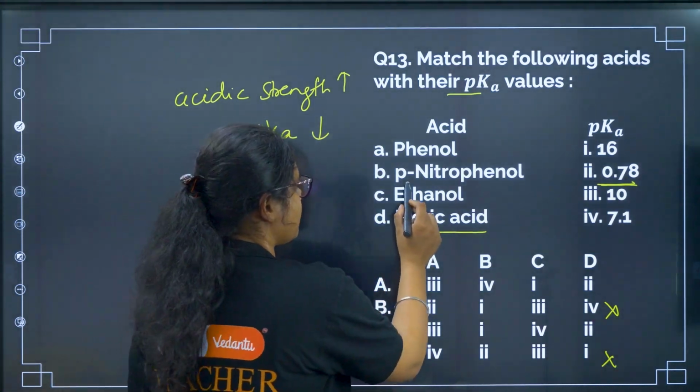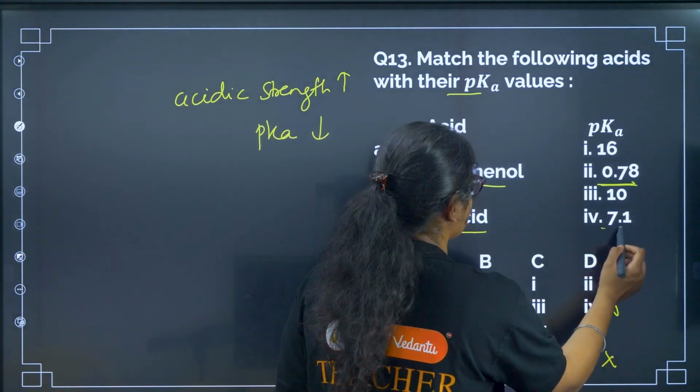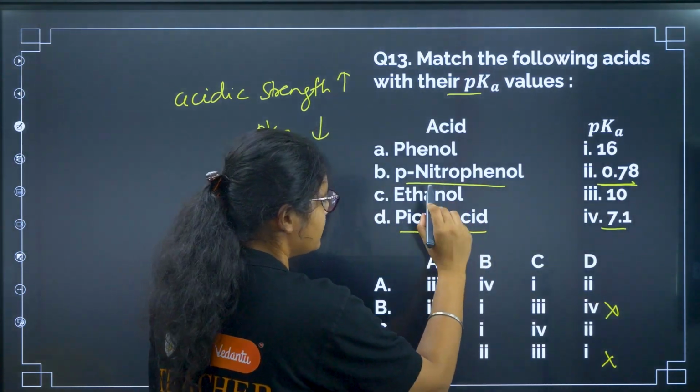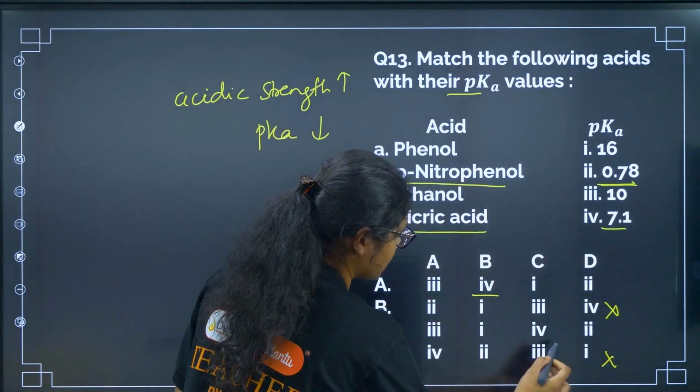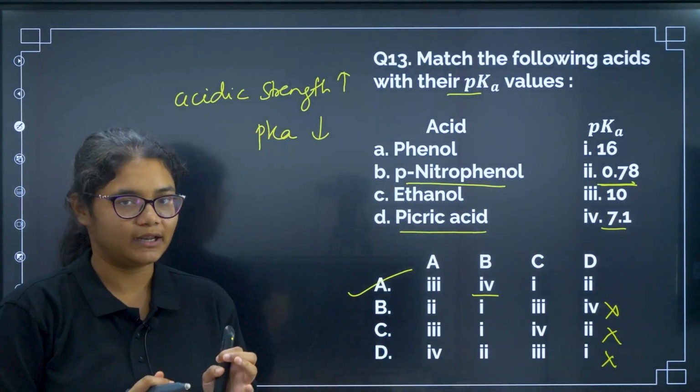Okay, next one is that p-nitrophenol is more acidic. So the next value, that is 7.1, should be for p-nitrophenol. B should be 4. So this one is here and this one is different. So the correct answer for this question will be option A.